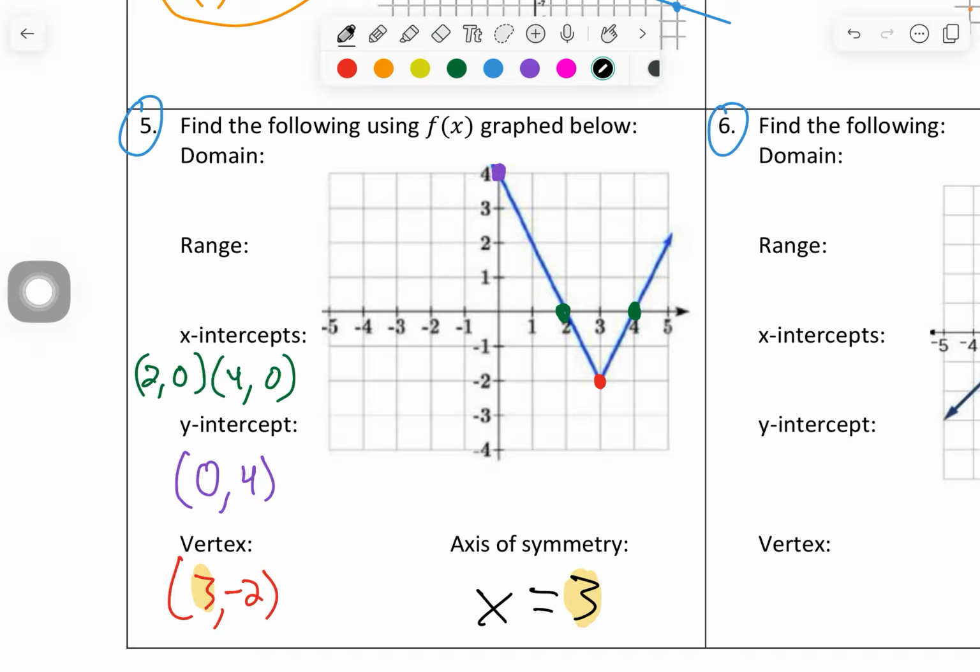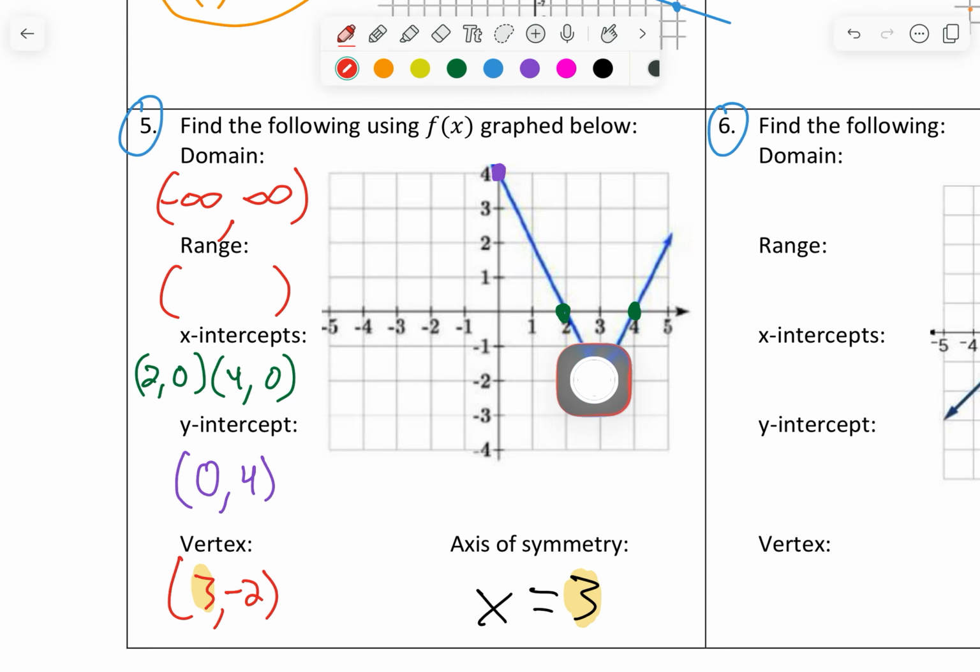And then, we do the range and domain. So domain is always, forever, -infinity to infinity. And then the range, you want to go bottom to top. So start low and then go high. Where does the graph not go down forever?